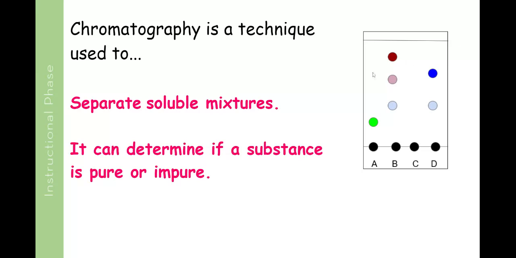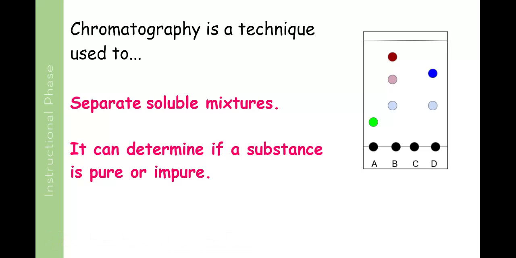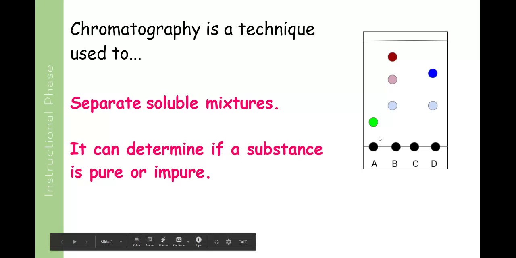So you can see on the screen, we've got the result of a chromatography experiment, and we call this result a chromatogram. This has tested 4 different samples, A, B, C, and D, and you can see that one of them was pure. Which one? Now, some of you might have thought it was C. However, the pure one would be A because we've got one result.